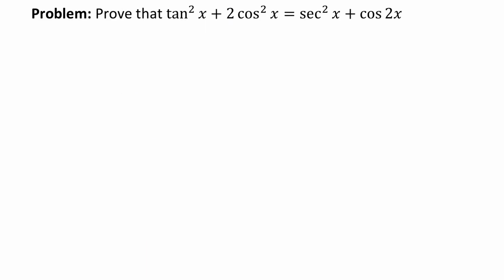All right, so we've got another one here. Tan squared x plus 2 cos squared x equals secant squared x plus cos of 2x. So go ahead and pause the video and give this one a try.